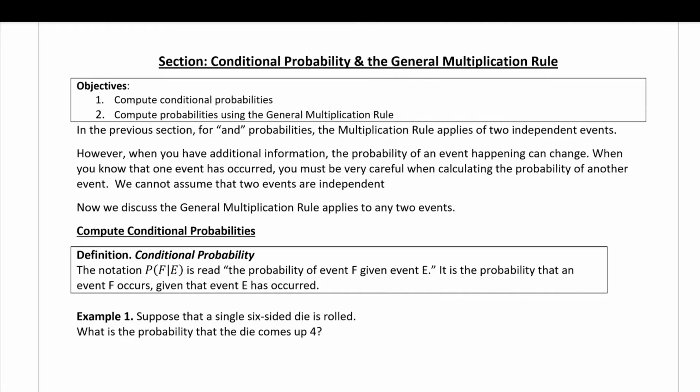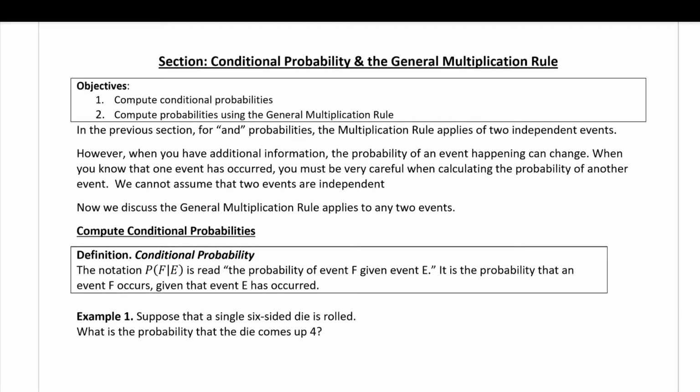This next section is on conditional probability and the general multiplication rule. In the previous section, we talked about and probabilities, and that was a multiplication rule that applies to two independent events. Now we're going to talk about a more general multiplication rule, which actually applies to both independent events and dependent events. And that involves a thing called conditional probability.